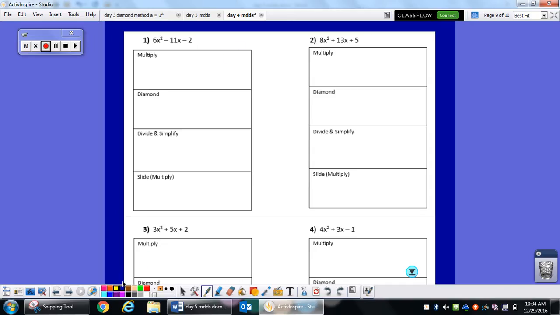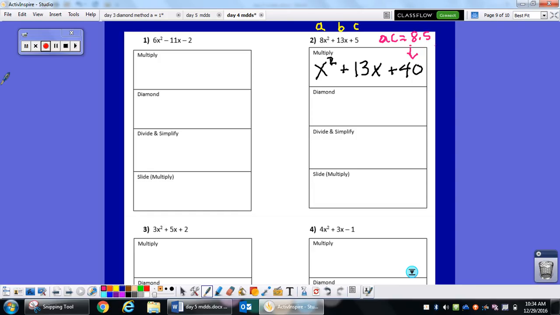So again, your first step, I would identify your a. So in our case, a is 8, b is 13, and c is 5. Your first step is to multiply a times c. So you rewrite everything in terms of x squared plus 13x. And then a times c would be 8 times 5, which is 40. So if you need to make that note, a times c, which was 8 times 5.